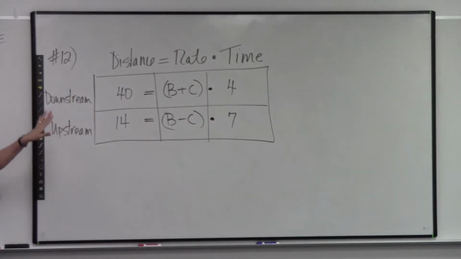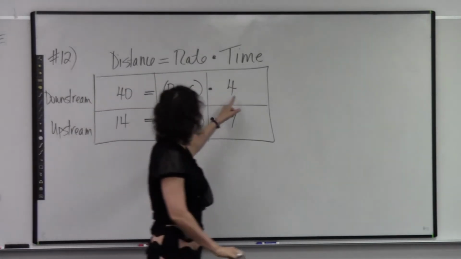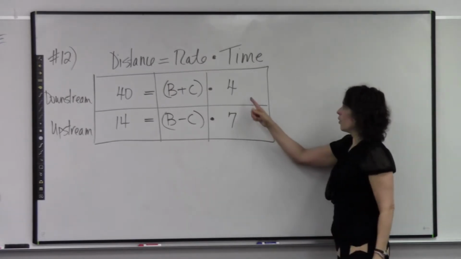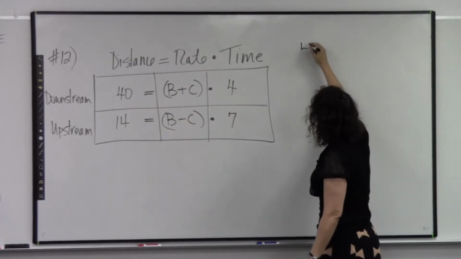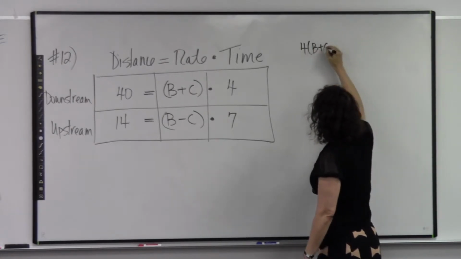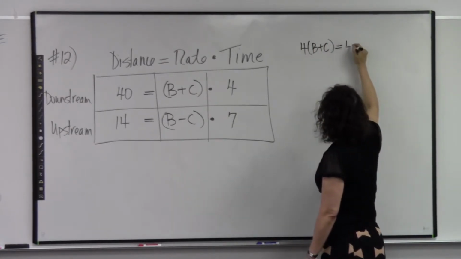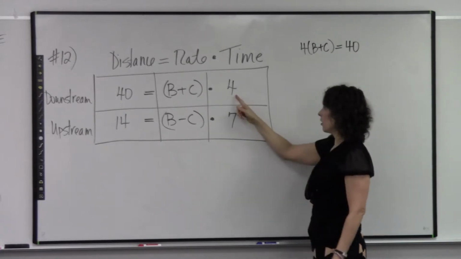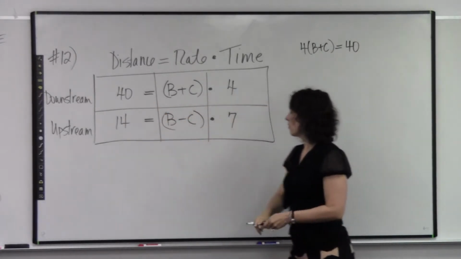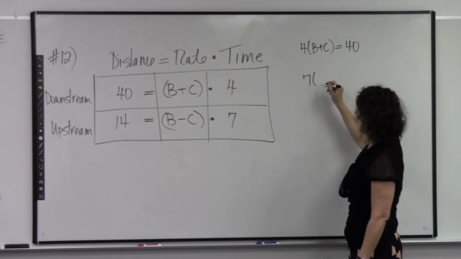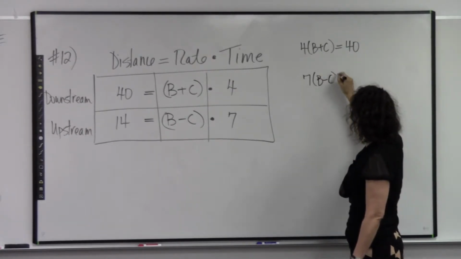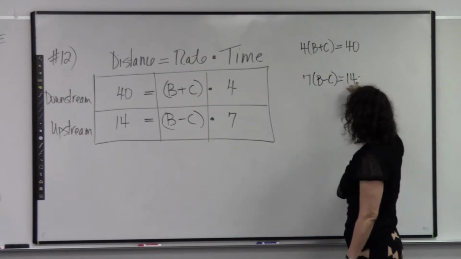All right, so just filling in the chart, this is what we have at this moment. So we're going to take this row and rewrite it going right to left. So we have 4 times B plus C equaling the 40. So once again, I'm just starting on this end and rewriting it. Starting on this end, I'm going to have 7 times B minus C equaling the 14.